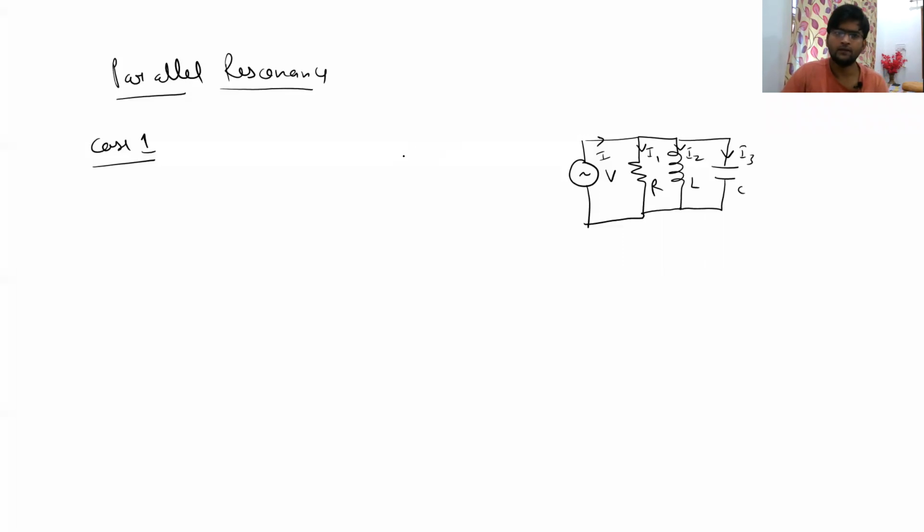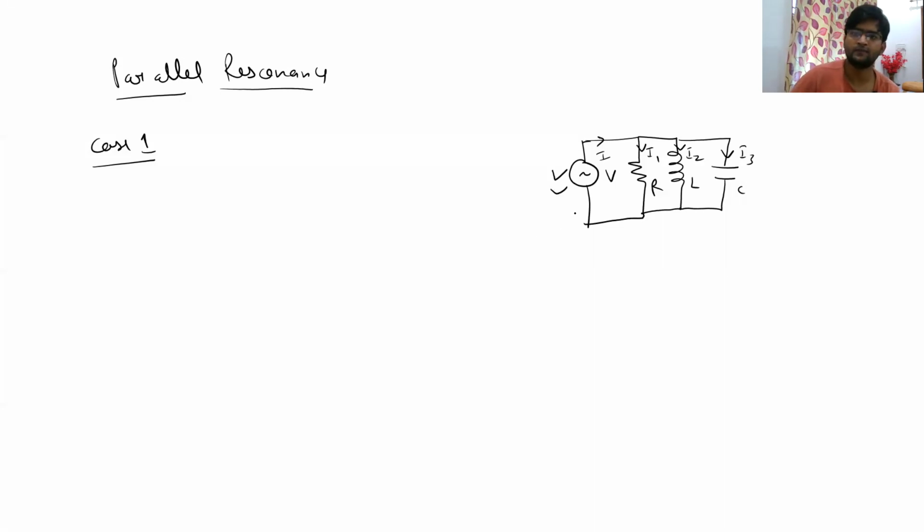So for any circuit, one universal condition for the circuit to be in resonance is that the phase difference between the source voltage and current coming out of this source should be zero, in the same phase, which means the circuit to which your source is supplying voltage or current should behave as a purely resistive circuit, because in the resistive circuit the voltage and current are in the same phase.